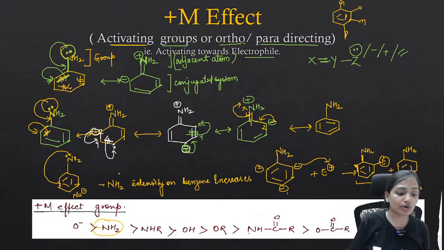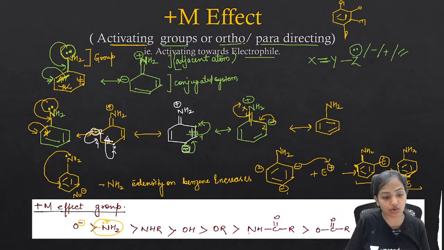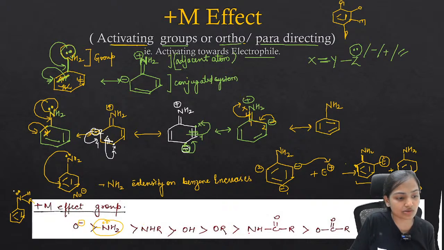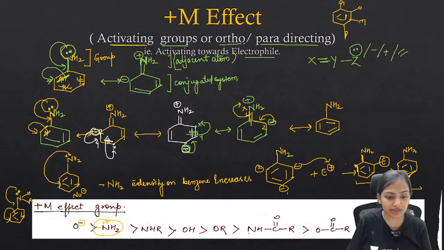Now if you look at any of these groups, whether it is O with negative charge or nitrogen with a lone pair of electrons, when you put nitrogen on a benzene ring, with hydrogen and R, of course we will have a lone pair, and this lone pair will try to increase the electron density over the benzene ring. So again it is going to be the plus M effect.